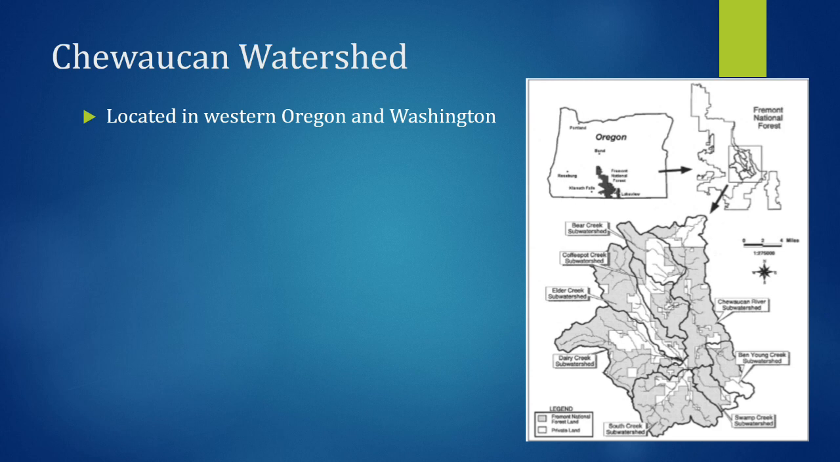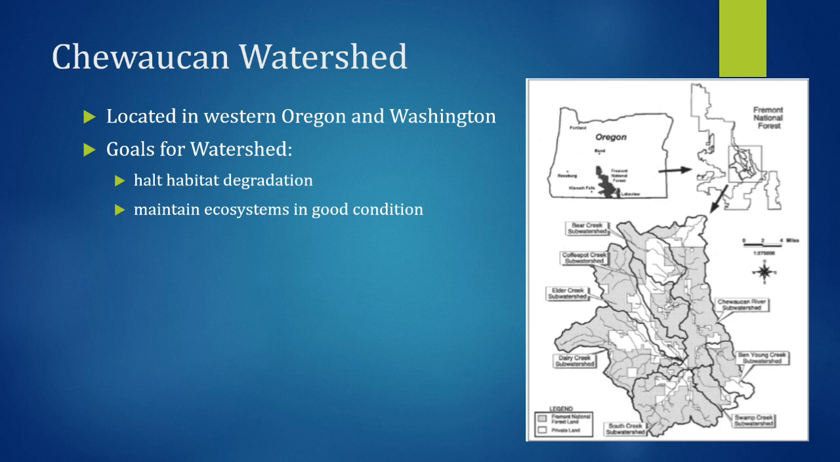The goal of our analysis is to determine the current status of the watershed and what action can achieve the following objectives: halt the habitat degradation, maintain ecosystems in good condition, and aid recovery of freshwater habitats of at-risk fish populations.